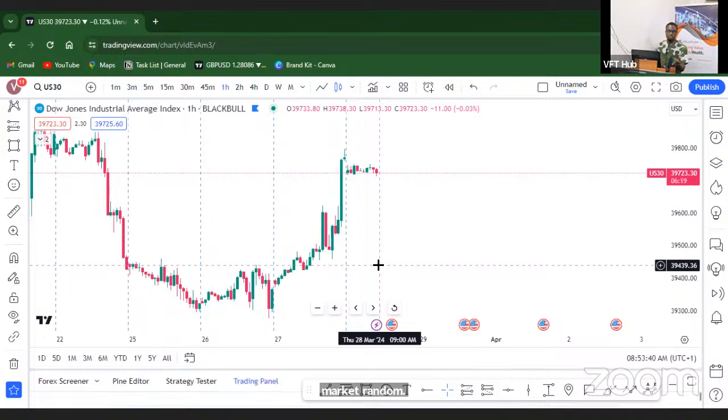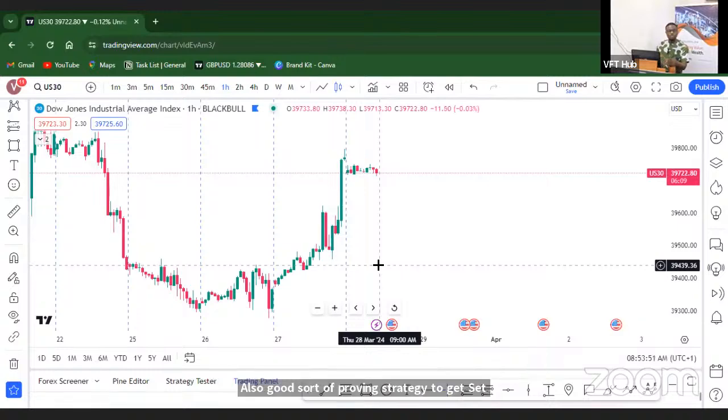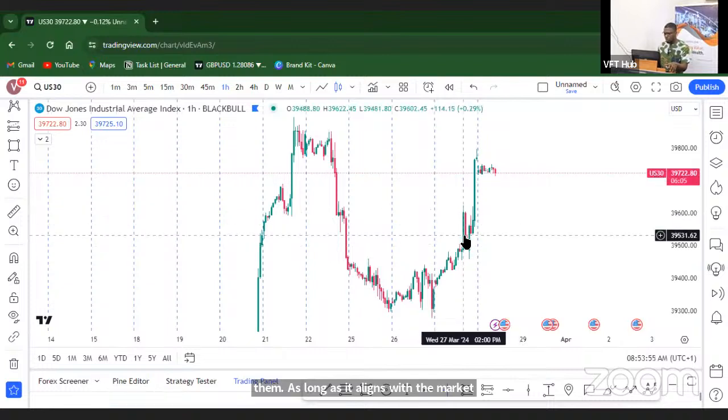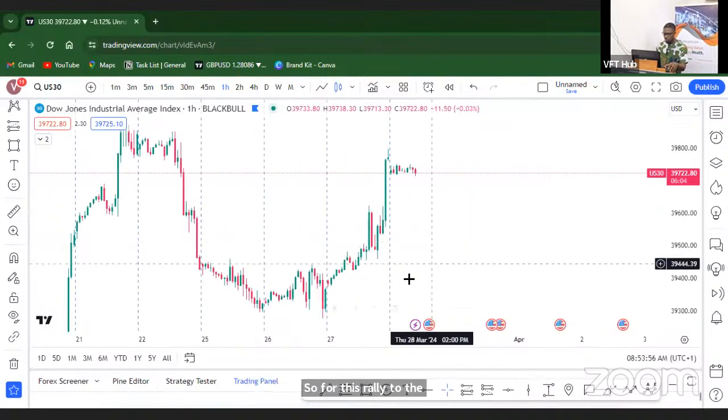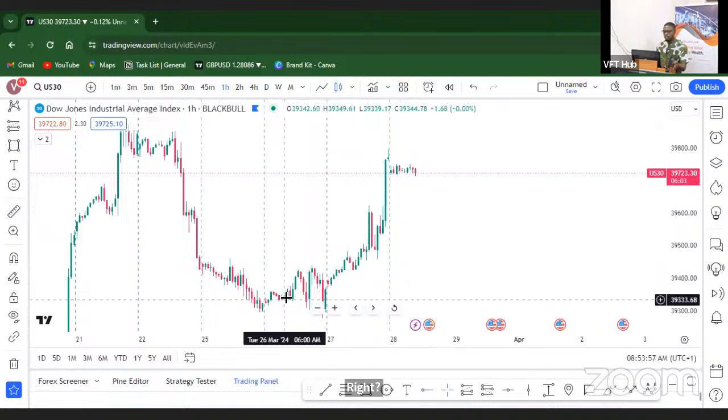So if market structure and liquidity is not giving us enough setup, we can also go to other proven strategies to get setups from them, as long as it aligns with the market. For this rally to the upside, we'll have capitalized on this move. We might not have seen anything from this place, or this place, and even trading from this place is not too clear.